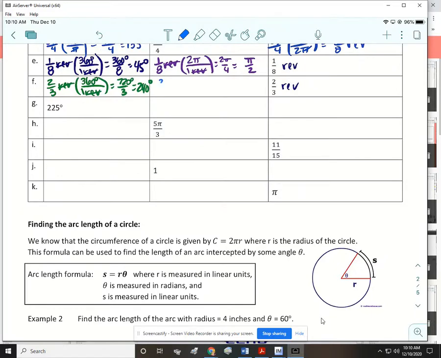All right, and then we'll change revolutions to radians. Revs cancel out. When we multiply across the numerator, we get 4 pi. Across the denominator, we get 3, and that's it.